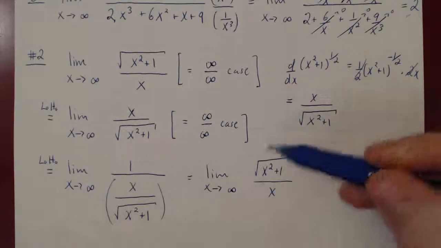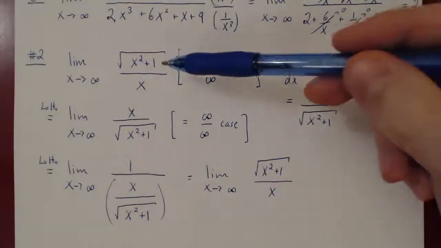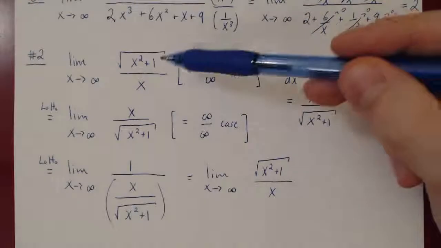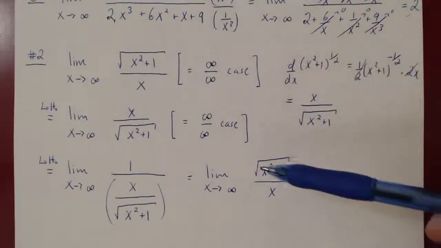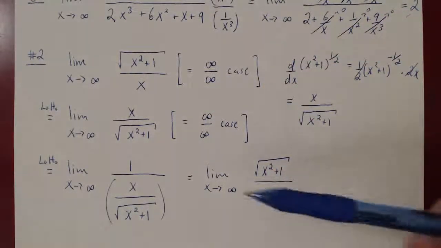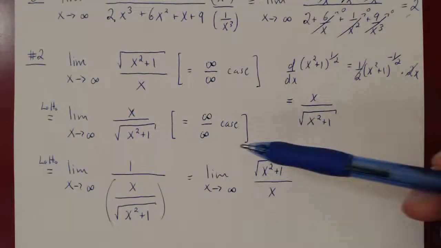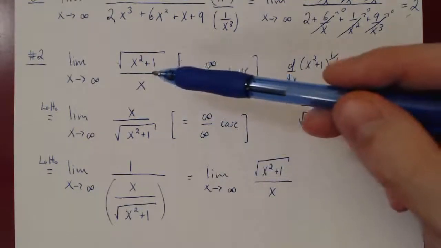And this looks rather familiar. Look at the original limit. Root of x squared plus 1 over x as x goes to infinity. We are right back to where we started.